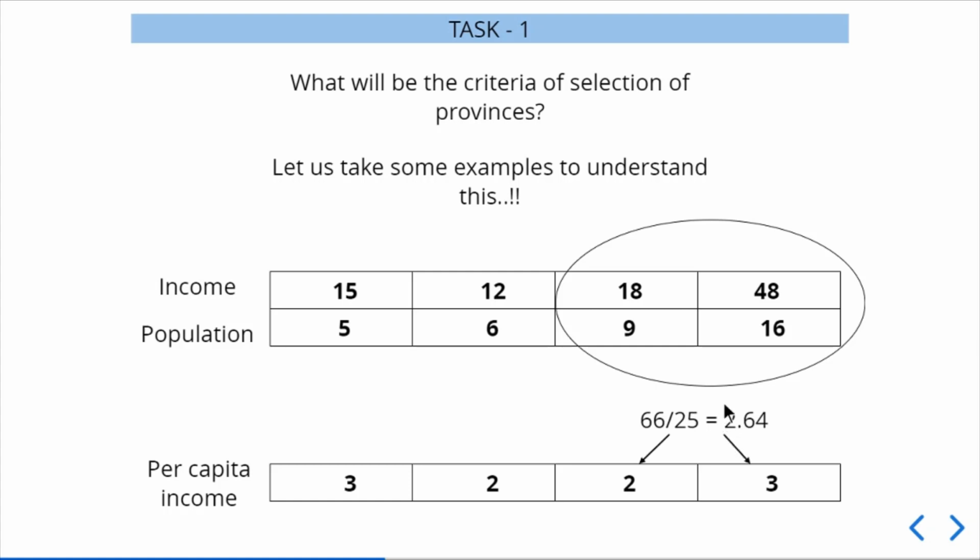So the observation we are getting from this example is that if we take a value with a certain per capita income and add a province with a lower per capita income, the overall per capita income of the subset reduces, right? And the per capita income of a particular subset remains between the lowest value of any province in that subset and the highest value in that subset. So the per capita income remains between these two values. This is the observation that is quite important in this example.